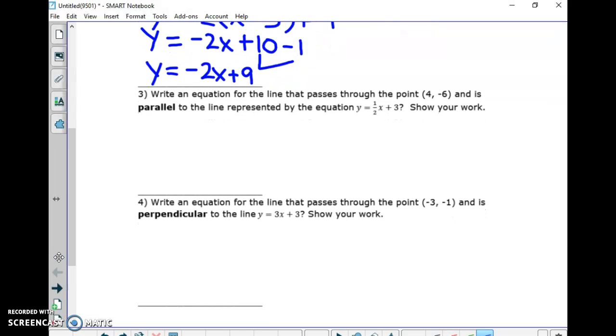Okay? So, on number 3, it gives you a point, right? But if you read it, write an equation for the line that passes through the point, 4, negative 6, and is parallel to the line represented by this equation. Now, it doesn't say m equals. It doesn't say, here's your slope. But I know parallel lines have what type of slopes? They're the same, okay? So here's the deal. If I know this equation slope, parallel will have the same slope. So what is the slope I'm talking about here?